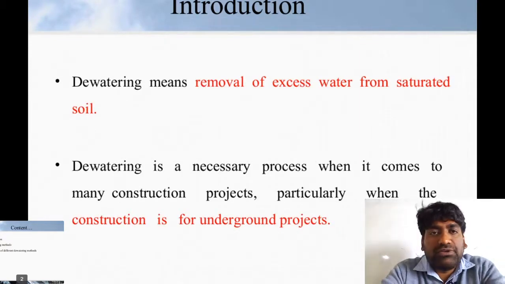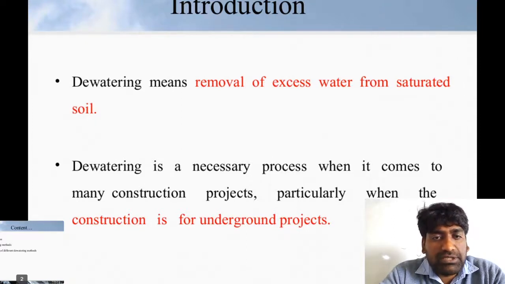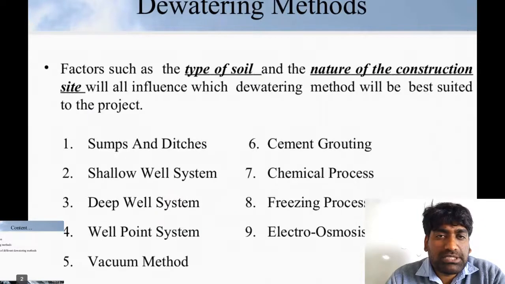So what does dewatering mean? Dewatering means removal of the excess water from the saturated soil. Dewatering is a necessary process in many construction projects, particularly when the construction is for underground projects.